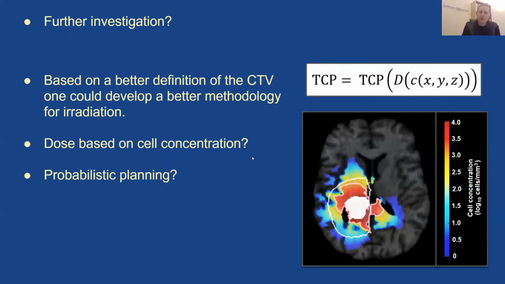And even further in the future, perhaps if we get this to work, we might even be able to use a CTV that would be better used for irradiation, perhaps using a dose based on cell concentration planning. So we might have a TCP that depends on dose, but of course, we might depend on the cell concentration in this region, and probabilistic planning and so forth. But this is for the future. We haven't gotten this far yet.